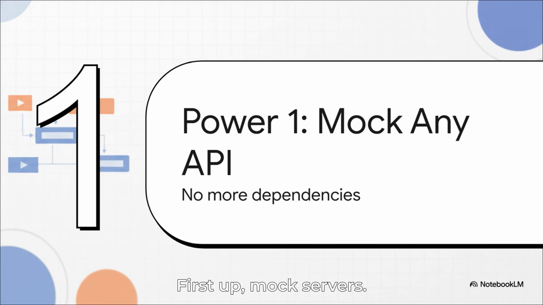First up, mock servers. This is your secret weapon against unreliable backend environments. Instead of sitting around waiting for a dev team or for that staging server to come back online, you can just create your own stable, simulated environment.